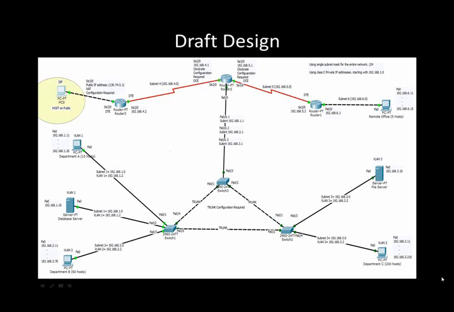This is our draft design. As you see, we have 3 routers here, router 1, 2, and 3, and they are connected together by their serial ports with serial cables. And router 2 is connected to switch 3 with a trunk cable. As you see here, we have 3 switches.